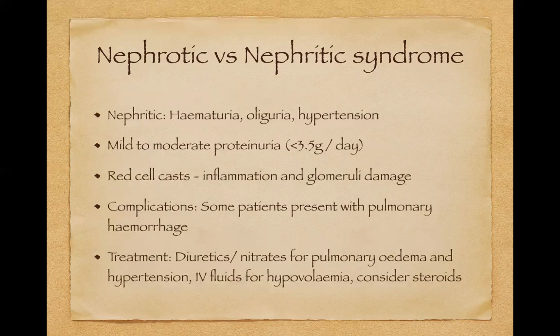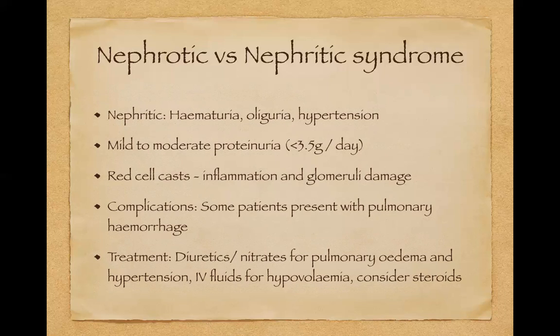Then nephritic syndrome is different to nephrotic syndrome, primarily in the hematuria that they get and the red cell casts that you find on urine microscopy as a result of the inflammation of the glomeruli. They often also get oliguria as well as hypertension. They often don't get as much proteinuria as in nephrotic syndrome; it's usually less than 3.5 grams per day. Among the complications, some patients actually present with quite devastating pulmonary hemorrhage, so it's important to take note of that.